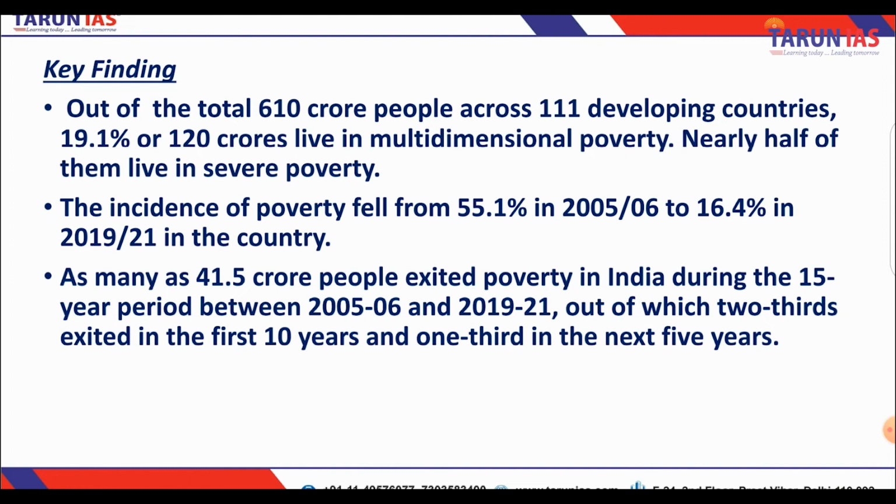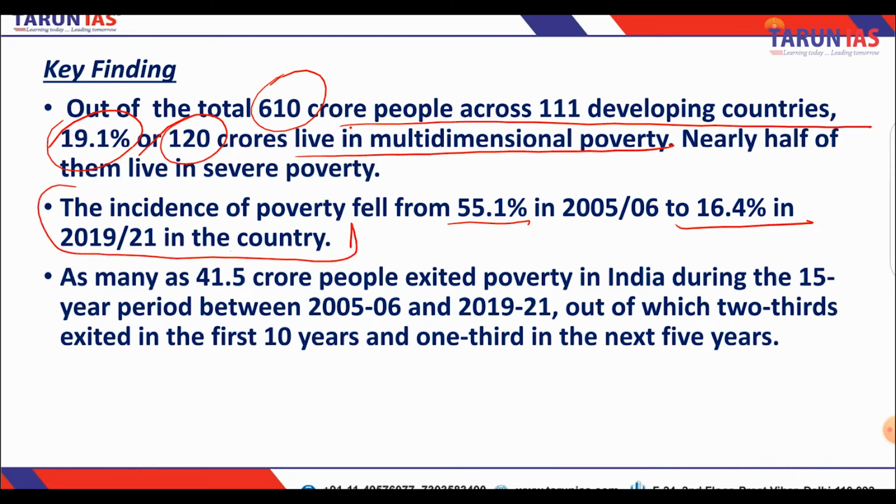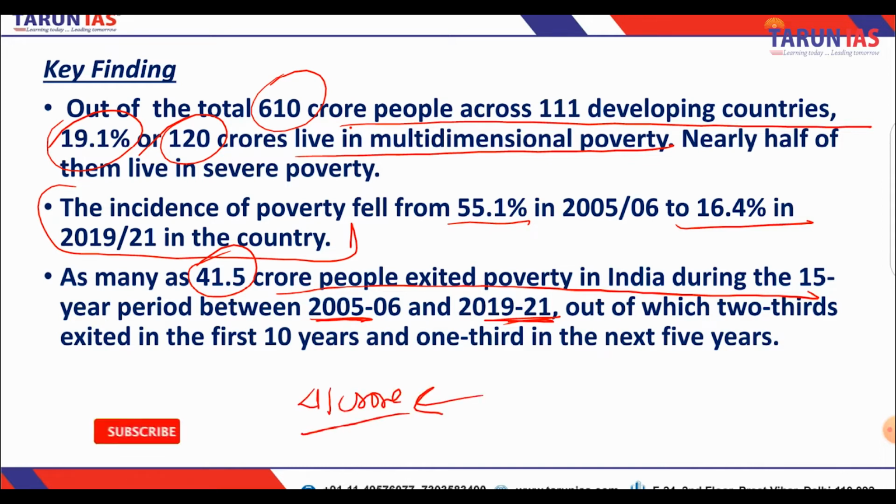Let's look at the key findings. Out of 610 crore people across 111 developing countries, 120 crore or 19% live in multidimensional poverty. That means nearly half of them live in severe poverty. The incidence of poverty in India fell from 55.1% in 2005 to 16.4% in 2019-21. As many as 41.5 crore people exited poverty in India during the 15-year period between 2005 and 2021. That means approximately 41 crore people are no more poor now. Of these, two thirds exited in the first 10 years and one third in the next 5 years.